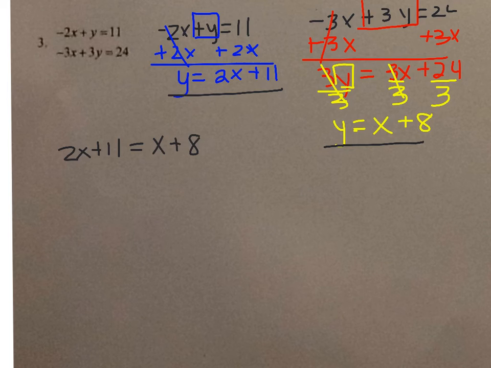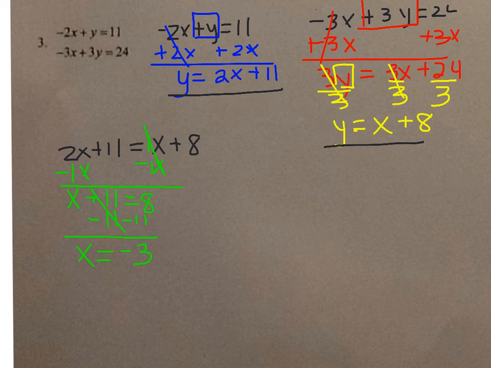All right, so let's solve for x. So remember, this is 1x, so I'm going to minus 1x. I always like to move the smaller x first. So I have 2x minus 1x is 1x, plus 11 equals 8. Remember, I'm solving for x, so I'm going to minus 11. 8 minus 11 is negative 3.